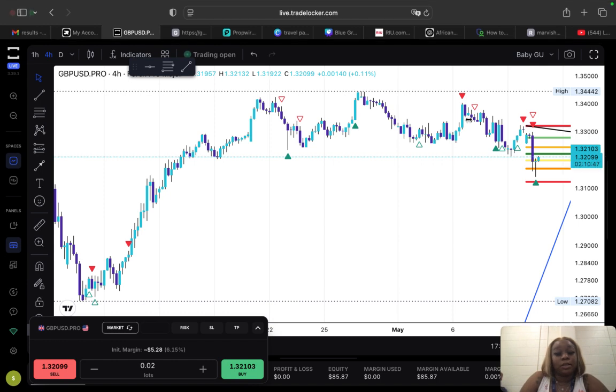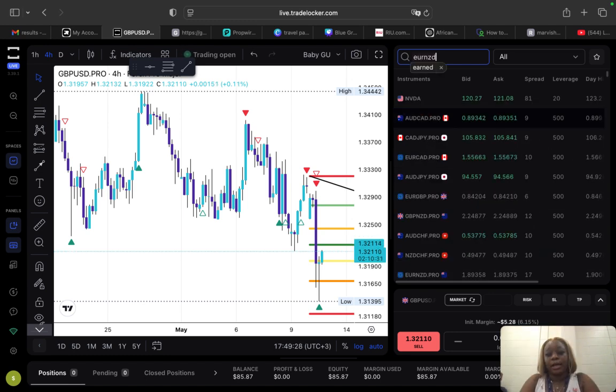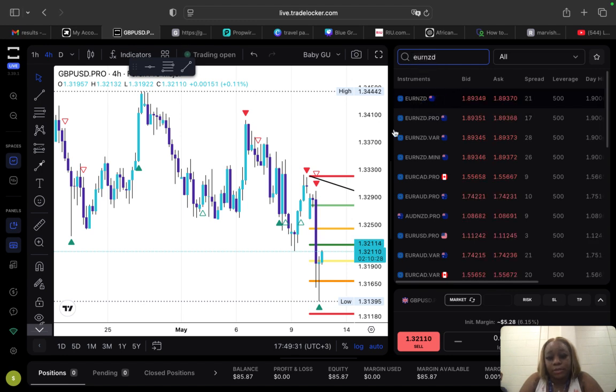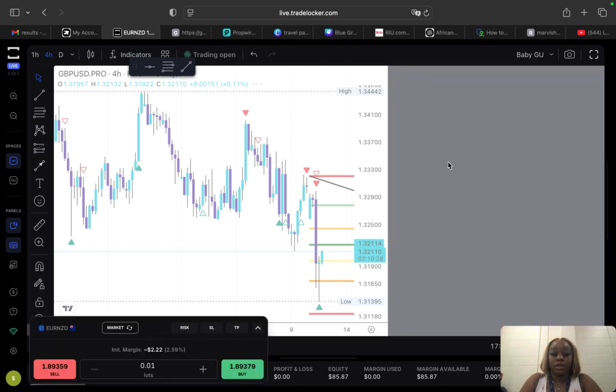One thing about trading, each pair has its own personality. So let's see. I like Euro NZD. I do trade major pairs a lot, but sometimes I like to trade other pairs. I could trade anything. If it's a chart, it's a chart. I could trade it. But let's just see what Euro NZD is looking like. We don't want to force trade. Sometimes the best trade is no trade at all. You don't ever want to force trade.